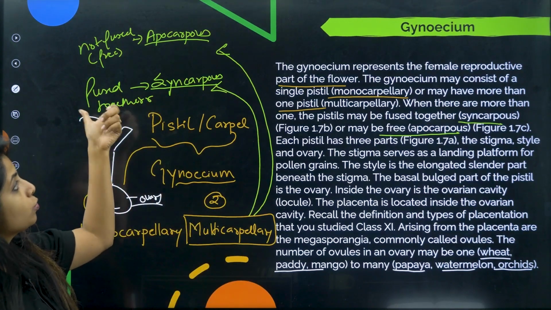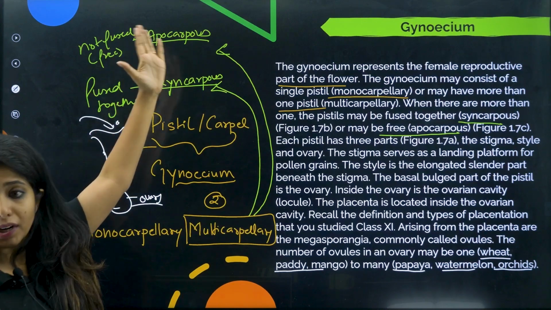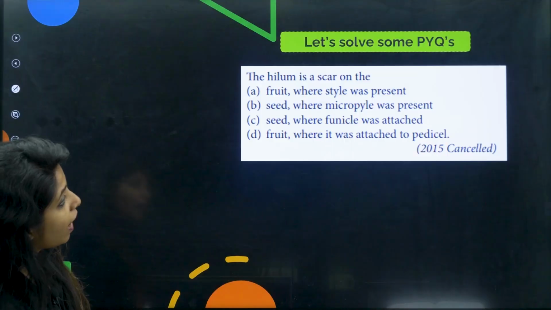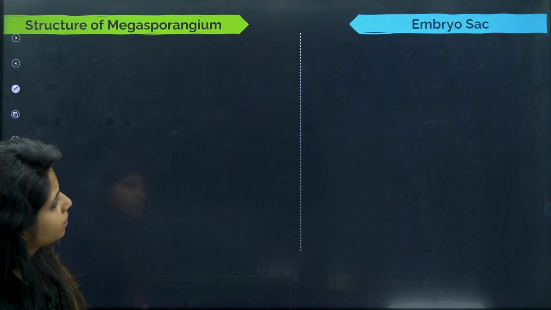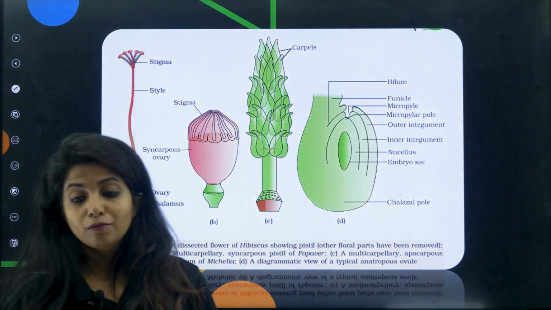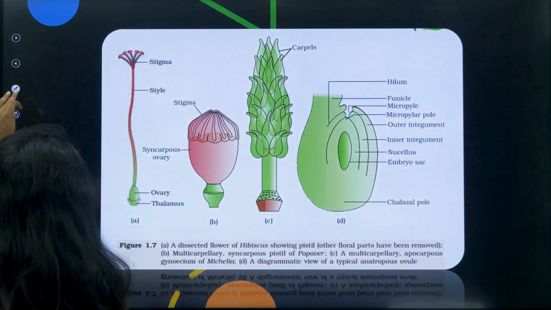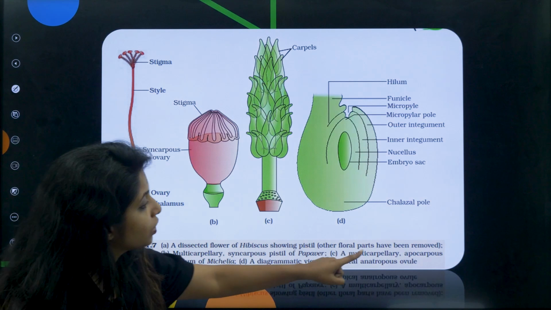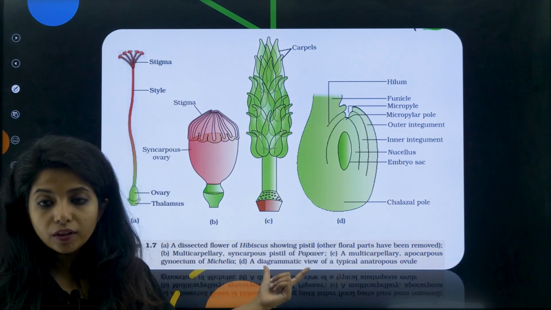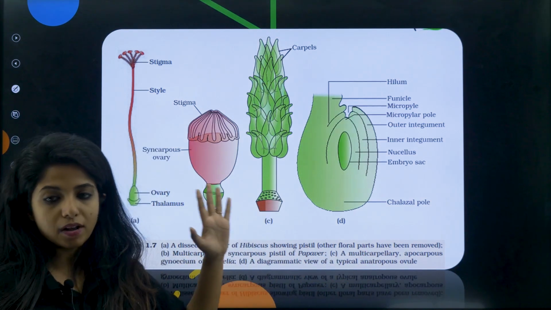In multiple carpels, they can be fused, that is syncarpous, or they can be free, that is apocarpous. I also mean that you have to learn this particular example which is given. This is how NCERT becomes very much important for you. They have given the examples over here. If you miss this particular information, your marks are gone.